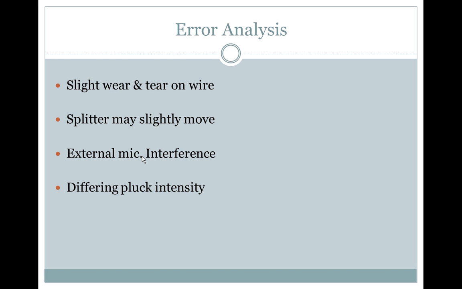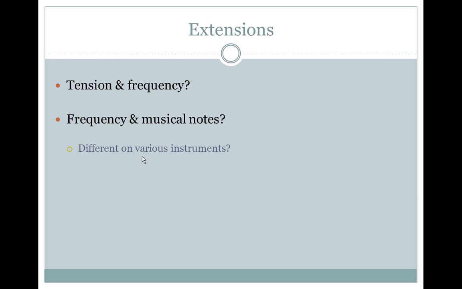The equation, however, is not correct for zeros, as there will be no zero length or 0 hertz. Errors could be slight wear and tear on the wire, the splitter may slightly move during plucking, external mic interference, or differing pluck intensity. However, I tried to keep that constant.